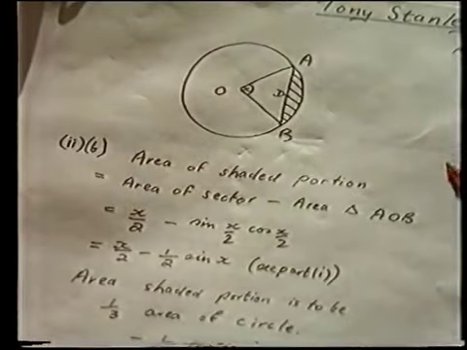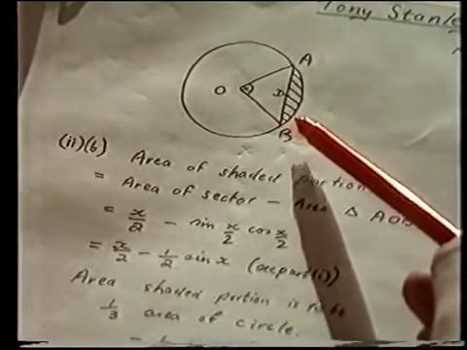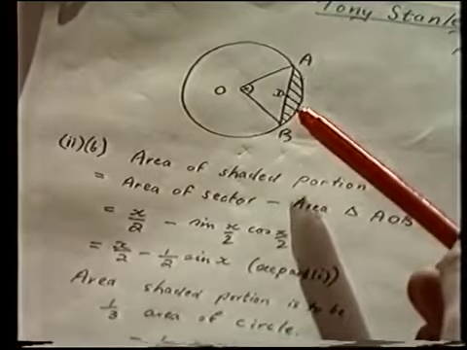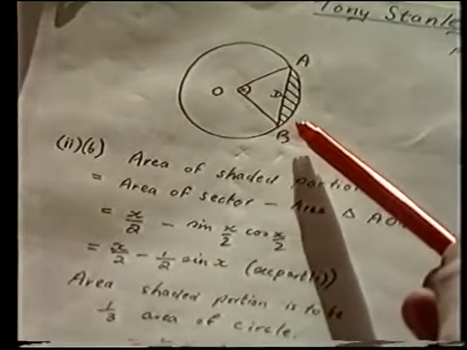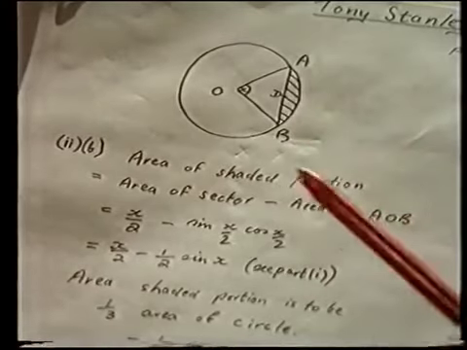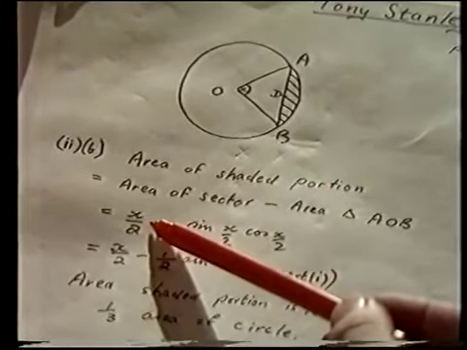Now, what this student has done is to notice that the area of the shaded portion of his diagram is equal to the area of the sector minus the area of the triangle AOB. Well, the area of the sector is x over 2, using the hint given at the end of the question. When we give you a hint in a question, then by and large you'll find it useful in your answer.